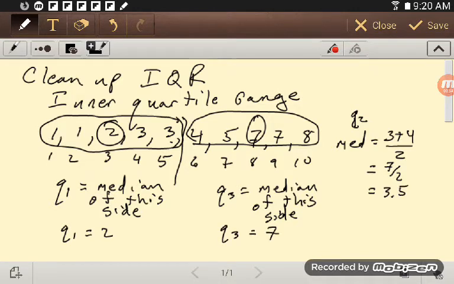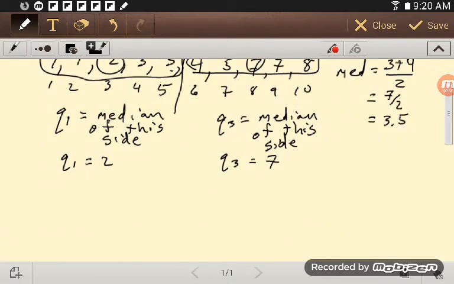And then once we have those, our interquartile range is just the difference. It's the middle 50% of our data. So Q3 minus Q1. One way to look at it is it's the range that encompasses the middle 50% of the data, and so we have 7 minus 2 is 5. Okay, so that's our interquartile range. No more difficult than that.